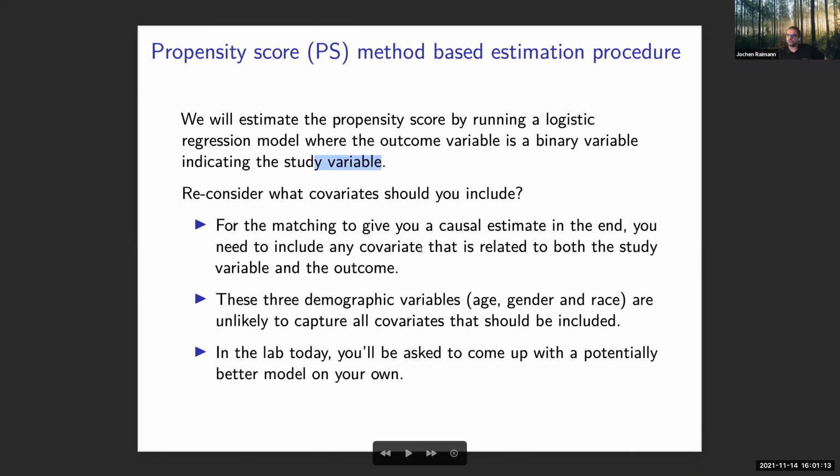So what covariates should they include? For the matching, you need to include a covariate that is related to both the study variable and the outcome, which is the very definition of a confounder, right? These three demographic variables, age, gender, and race, are unlikely to capture all covariates that should be included, but it goes at least in a direction. So you will then see empirically what covariates are still significantly different. But basically, you can also try different models, and you can try to essentially do better. So in the lab, for example, we will try a different model.